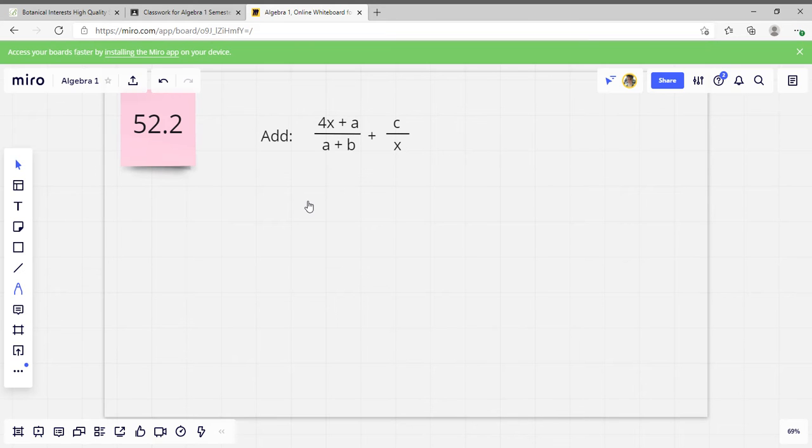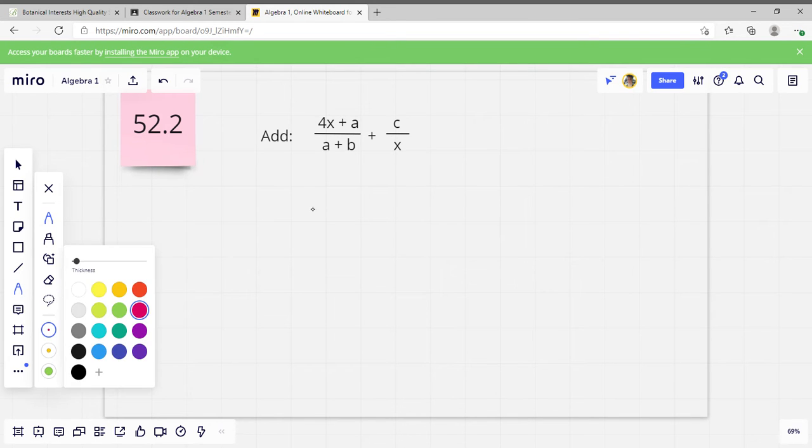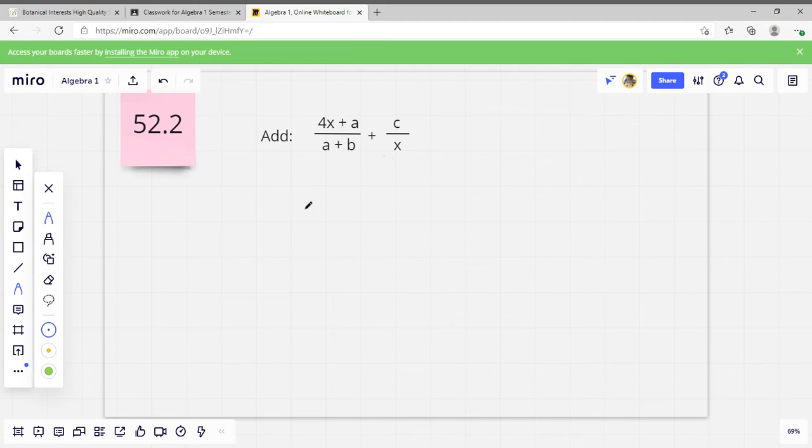All right, this one, we have to multiply the bottom here times the bottom there to get our new denominator. So that would be x times a plus b on that one. And then we're going to do the same thing over here, x times a plus b. Now for this one, we already have the a plus b, so we just multiplied it times x. So whatever we do to the bottom, we have to do to the top. So we have to multiply our whole top times x.